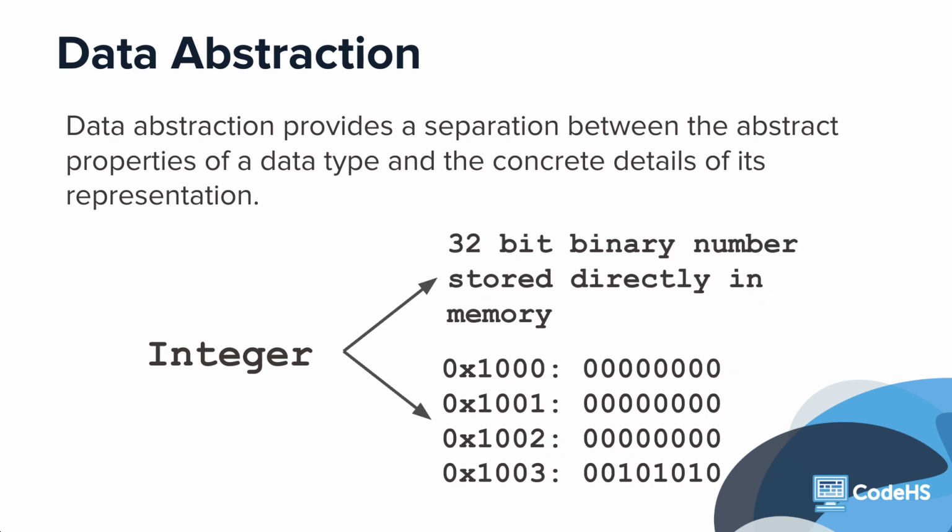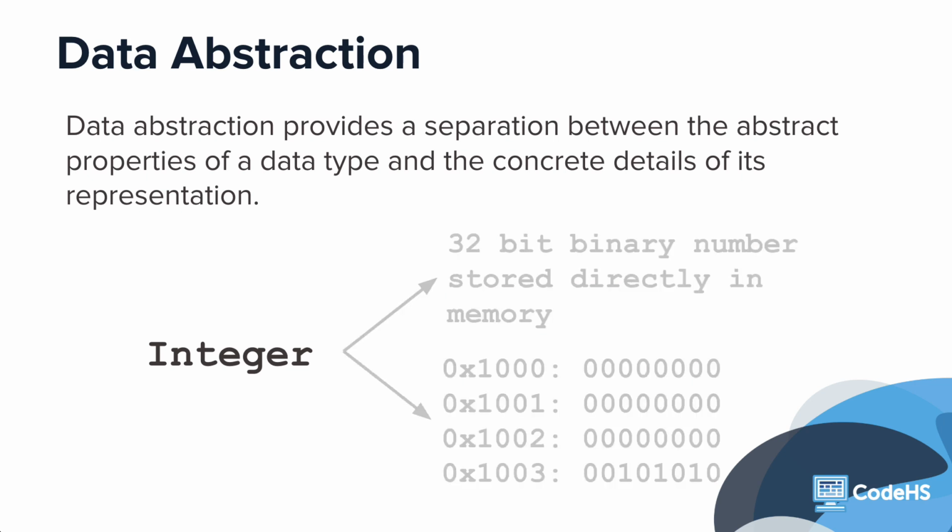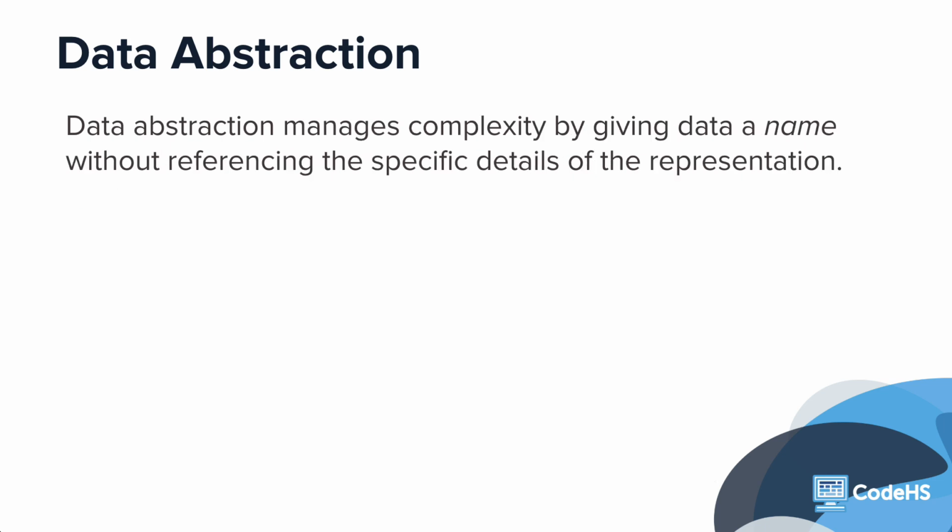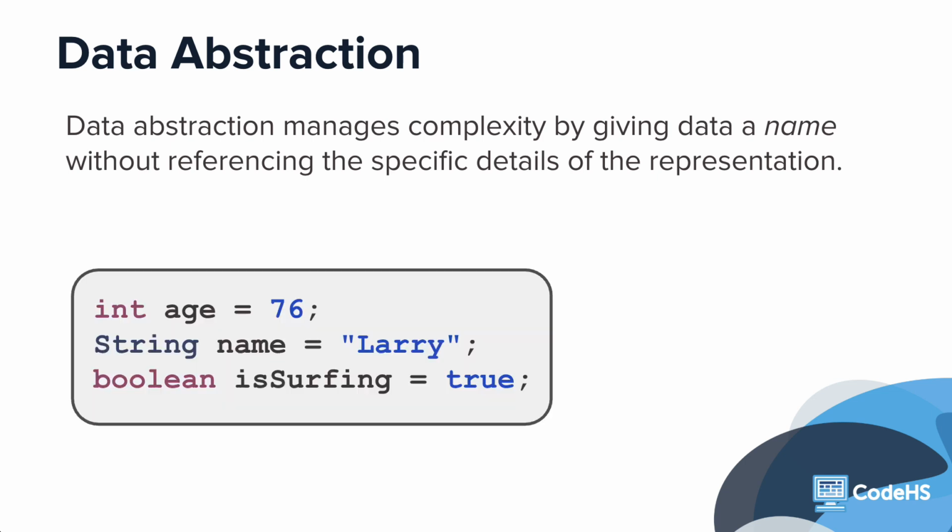For example, details about an integer being a 32-bit binary number stored directly in memory in chunks of 8-bit bytes, the concrete details of its representation, don't matter when just using an integer in a program. Data abstraction also manages complexity by giving data a name without referencing the specific details of the representation. For example, when you create int, string, and Boolean variables, you don't need to explicitly dictate what kind of memory storage and addresses are needed for each. Data abstraction takes care of those details to keep it simple for the Java programmer.